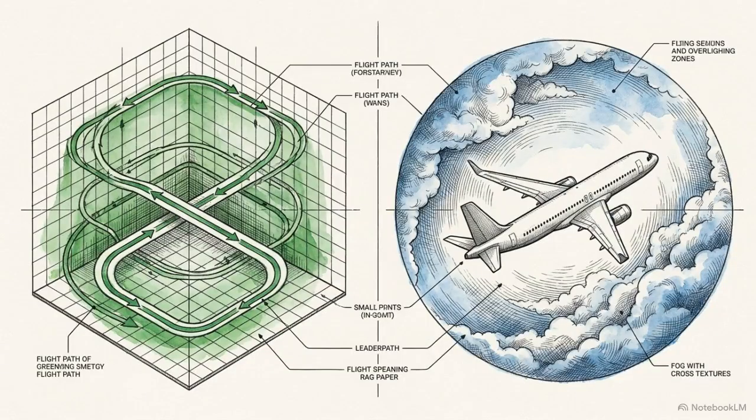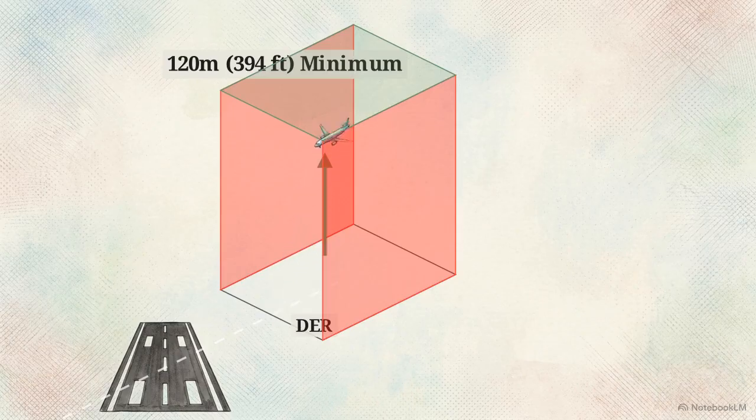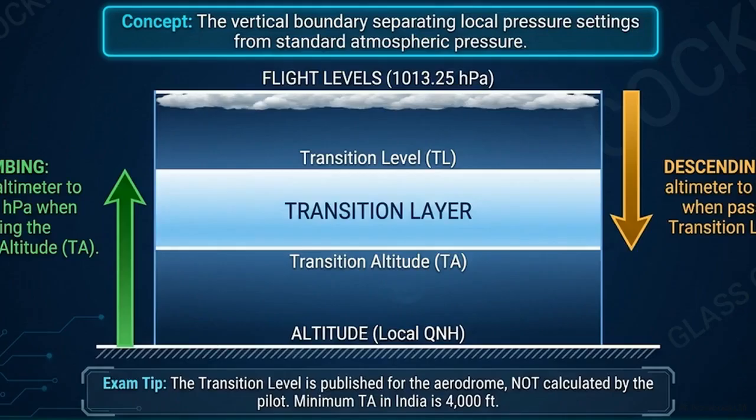Whether tracking a highly defined SID or climbing blindly into an omnidirectional zone, the math enforces rigid altitude floors. Lateral maneuvering is blocked until vertical safety is achieved. This diagram shows the vertical boundary separating local pressure settings from standard atmospheric pressure, the transition layer.